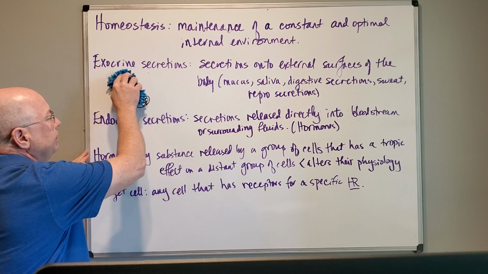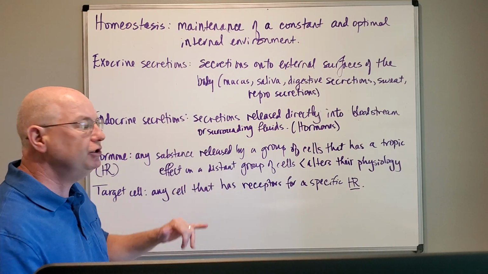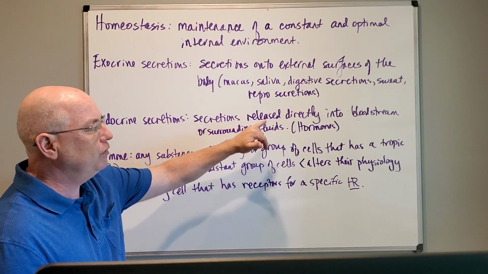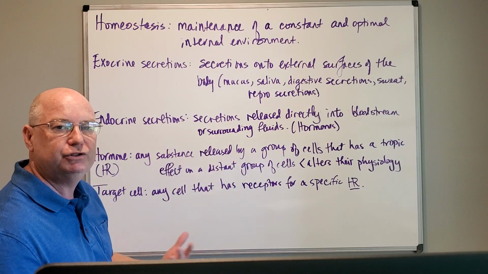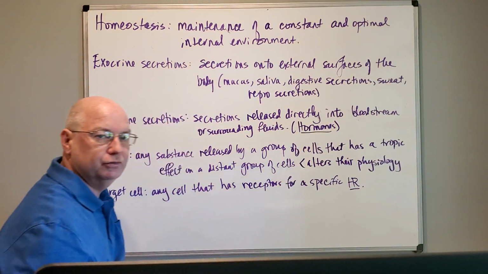Now, the opposite of that is endocrine secretions. Endocrine secretions, the definition we tend to use, are secretions released directly into the bloodstream or into surrounding interstitial fluids or extracellular fluids. A good example would be our hormones.